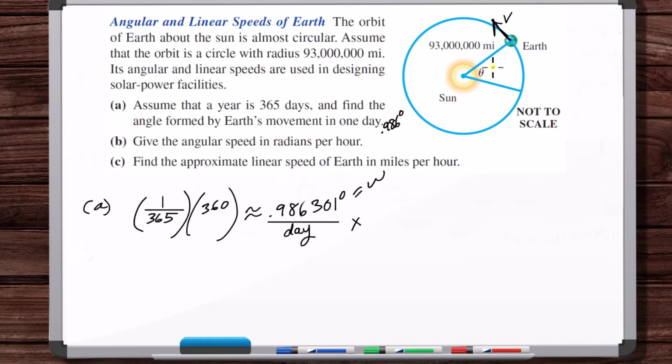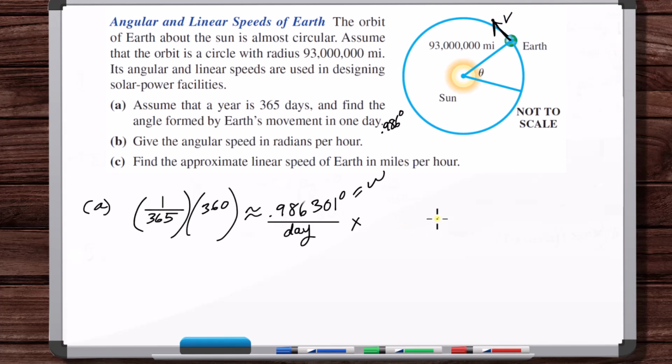Again, it's not like the Earth is going to have a different angular velocity at some other position around the sun. We're assuming the angular velocity is constant. So if we know the Earth moves a certain amount of angle in a certain amount of time, then we've got the angular velocity. We just need to convert that to what we want, which is radians per hour.